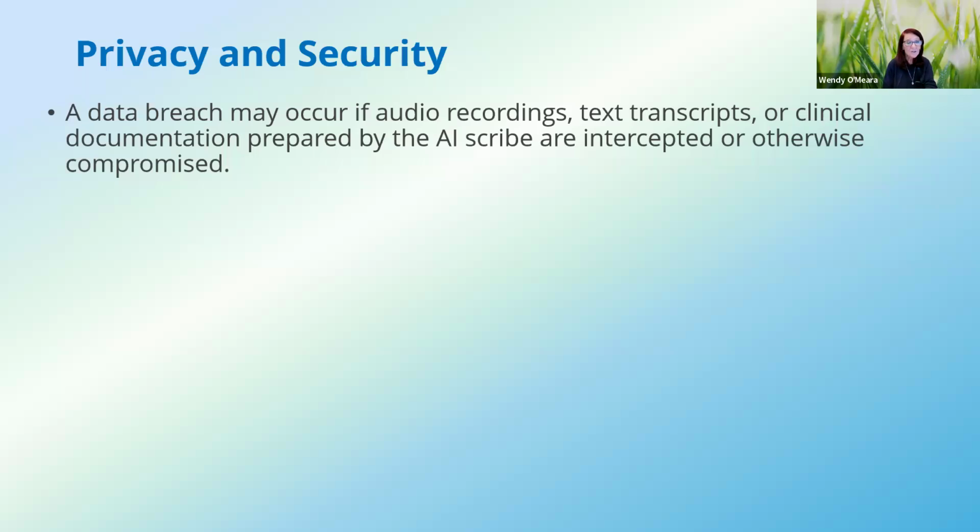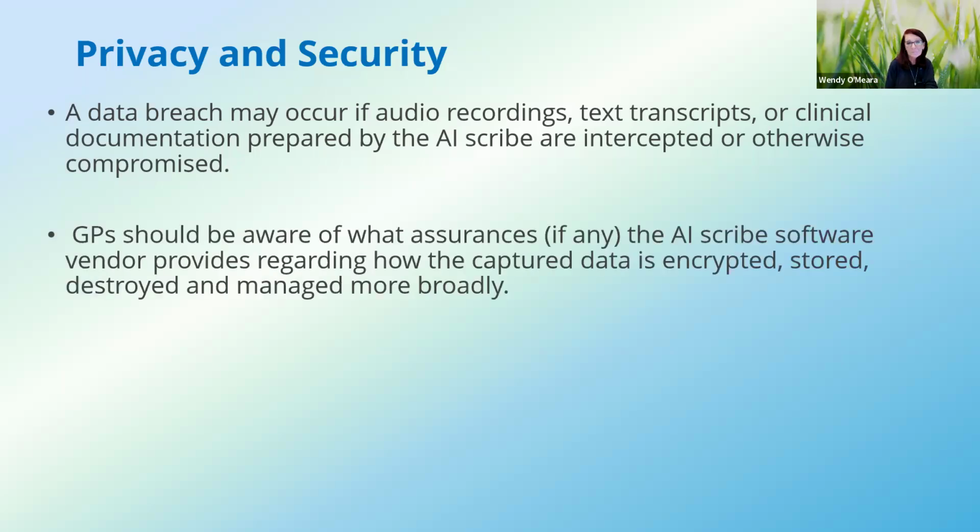A data breach can occur if any of the audio recordings, text transcriptions, or clinical documentation that's prepared by the AI scribe are intercepted. Now, they are encrypted, I believe. Most of the AI scribes that we use are encrypted, but hackers are getting smarter and smarter. So we need to make sure when we're choosing a provider that we consider this. GPs should be aware of what the assurances are from the AI scribe software vendor around how the data is captured, encrypted, stored, destroyed, and managed more broadly.